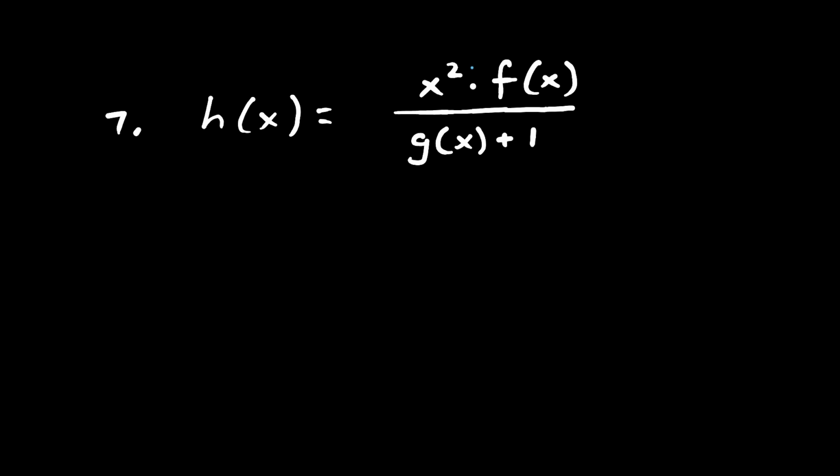We're recognizing we can use the quotient rule here. We have our top function, which is this whole thing, and our bottom function, which is this whole thing.